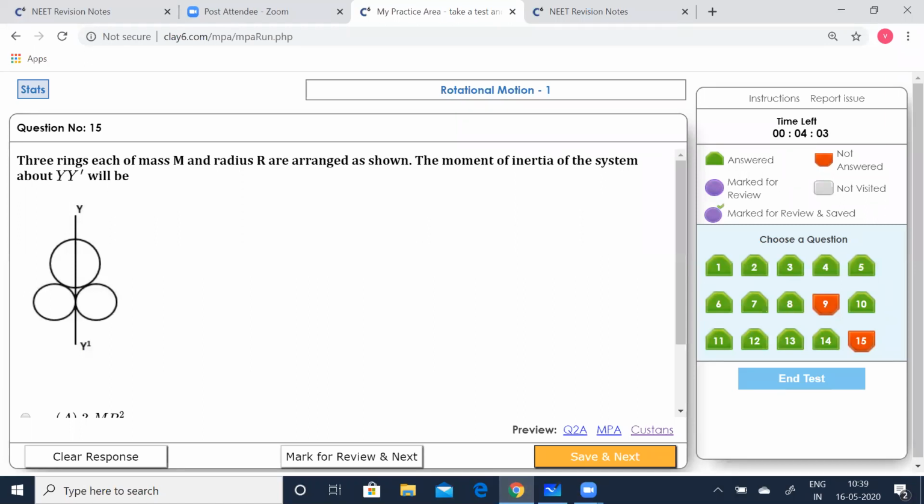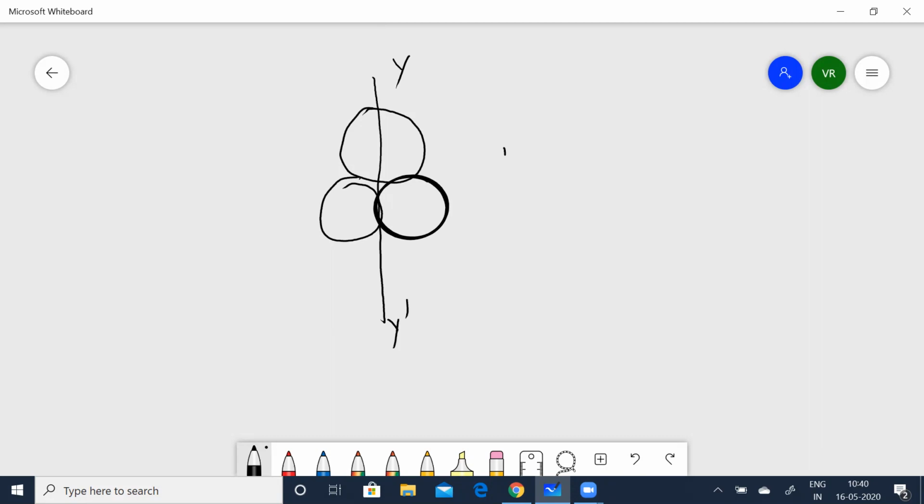Coming to the 15th question, 3 rings each of mass m and radius r are arranged as shown. Moment of inertia of the system about y dash will be what? So the rings are going to be like this, and like this. So the center of mass is going to be along, so let this be the axis y dash. Now clearly I is going to be mr squared by 2.